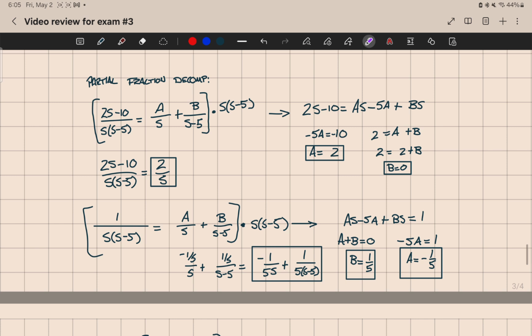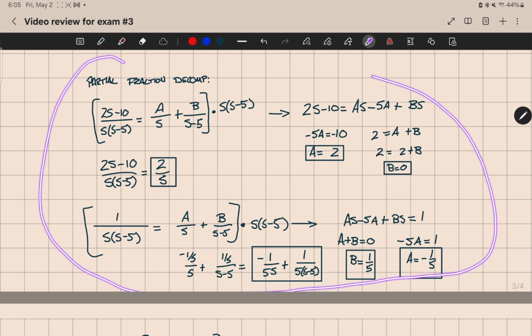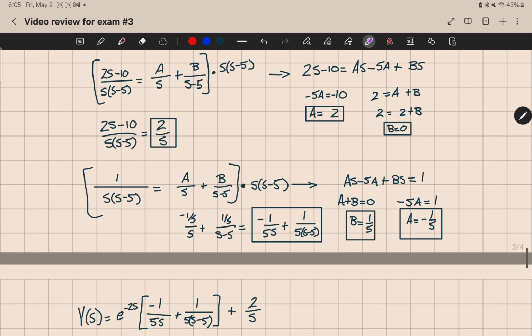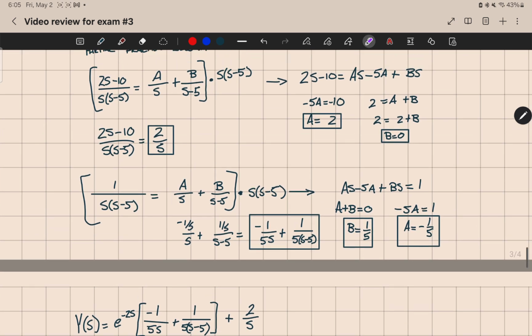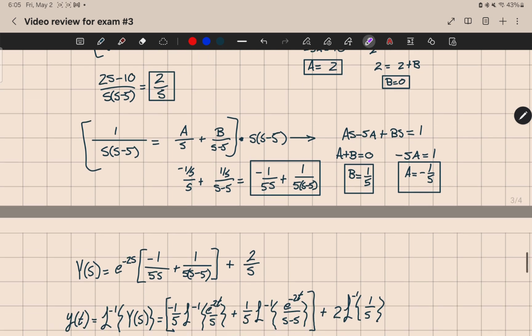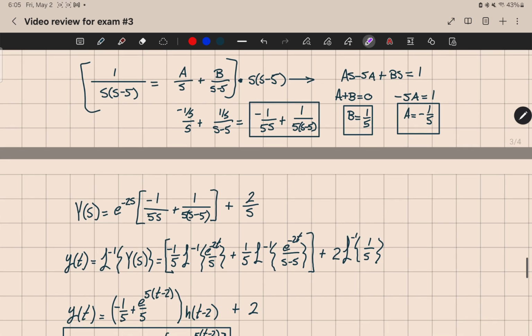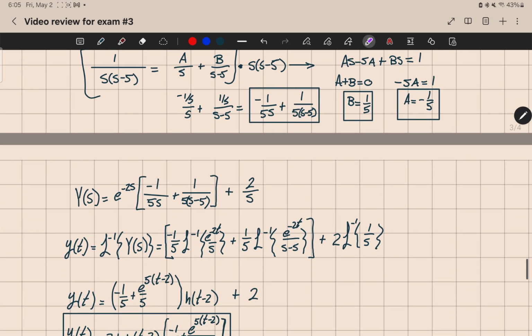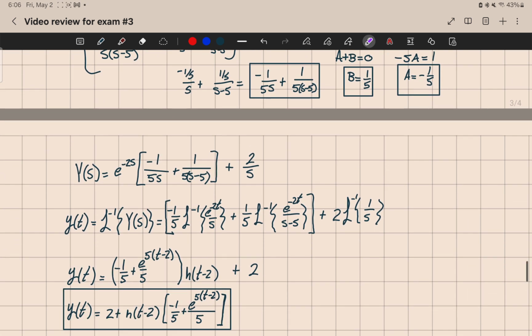I'm not going to spend too much time in this area because we should all be pretty comfortable with our partial fraction decompositions, since we've been doing a lot of them. So I found out that the 2s minus 10 over our denominator is going to just simplify down to 2 over s, which is nice, and then that 1 over our denominator ends up being negative 1 over 5 times s, plus 1 over 5 times s minus 5.